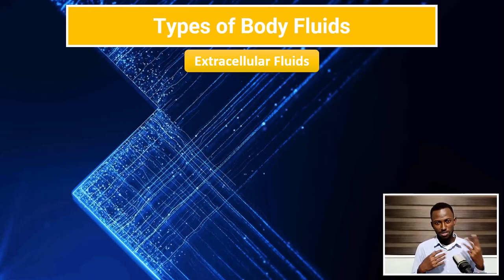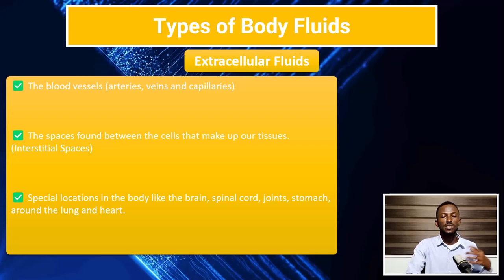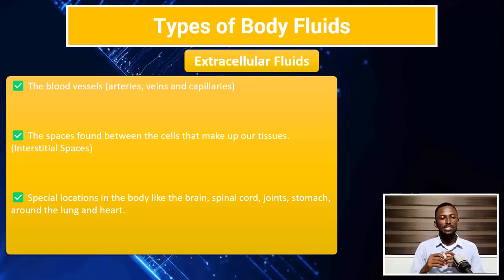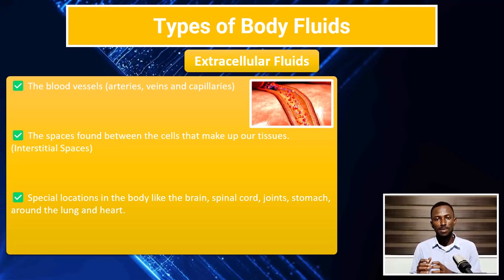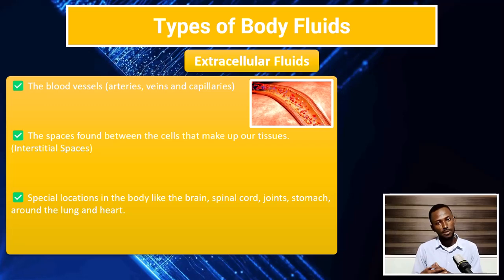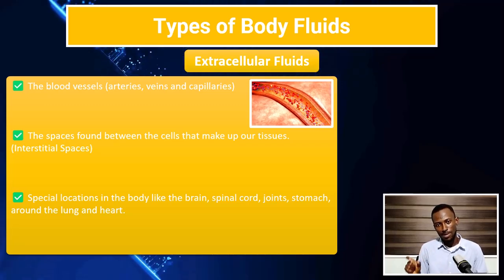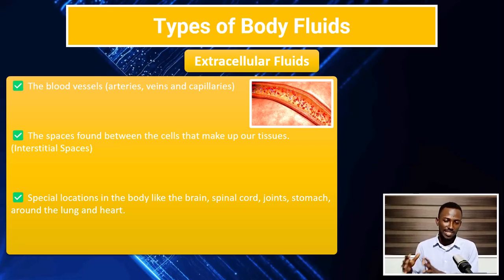Now there are three main spaces outside of the cell where fluids can be found. The first one is blood vessels. So fluids can be found in our blood vessels. By blood vessels, I mean the arteries, the veins, the capillaries. So these blood vessels transport fluids. They store this fluid and circulate it in the body.